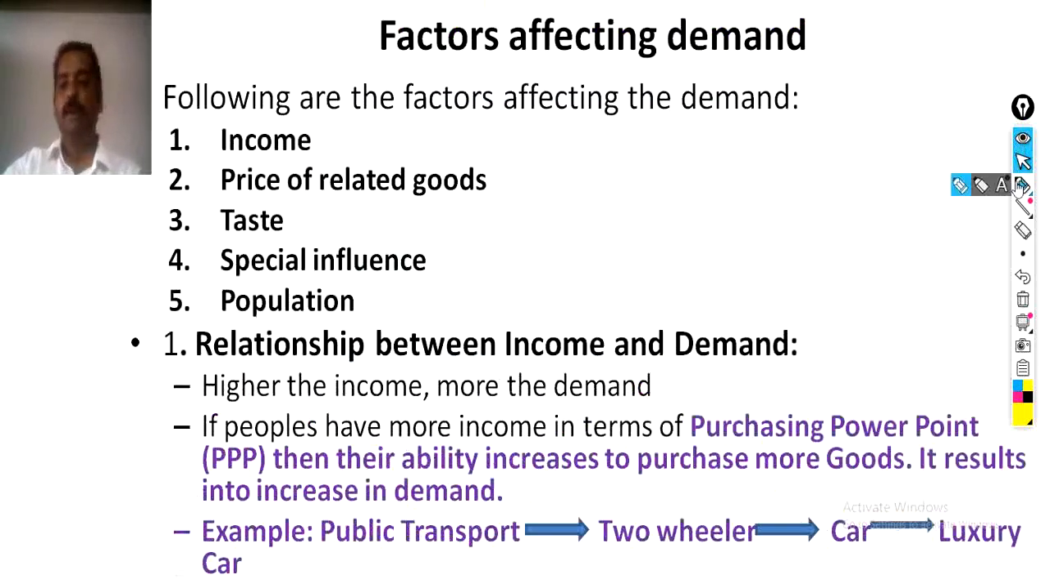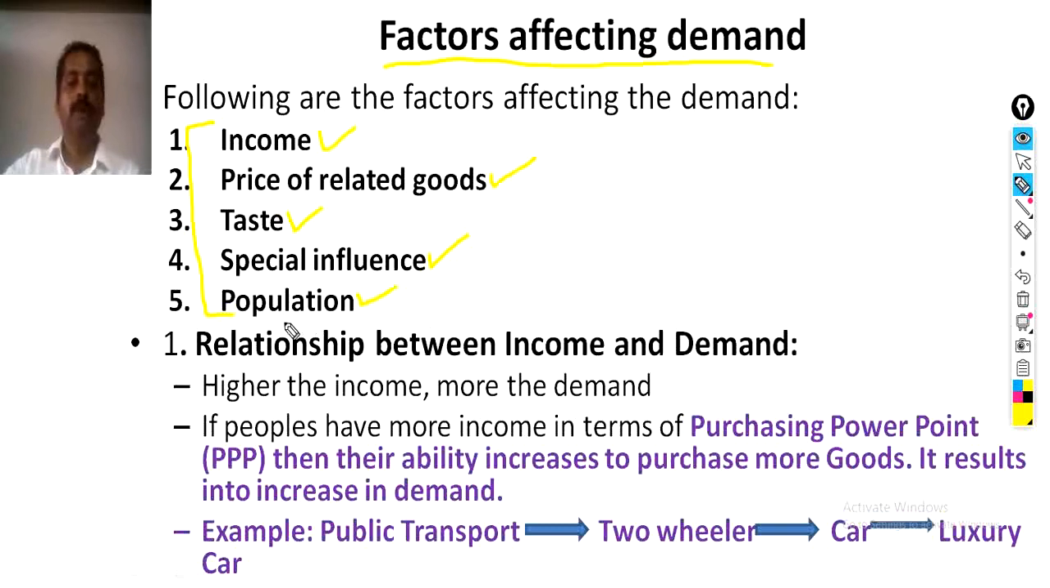Now we'll see the factors affecting demand. There are different factors which affect demand, and I have mentioned them here. The very first factor is income. Then the price of related goods. The third factor which affects demand is taste. The fourth factor is special influence. The fifth factor is population.